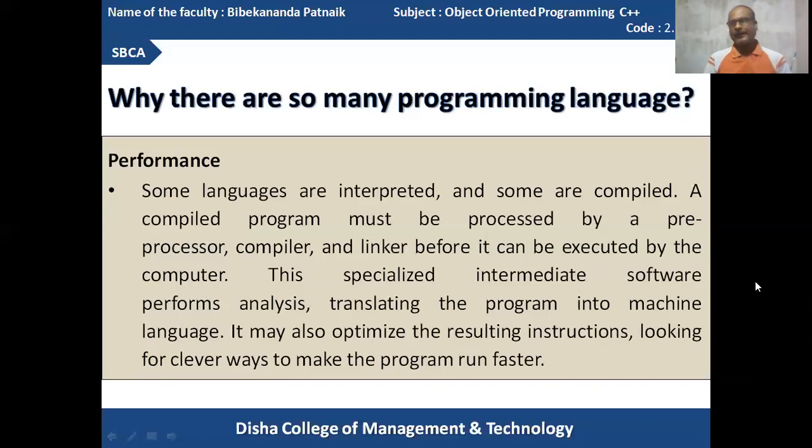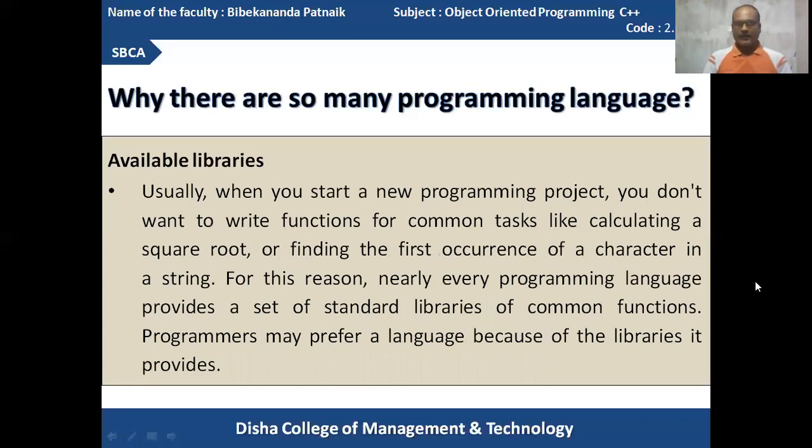So an interpreter normally interprets, meaning retranslating, the subsequent statements. That's why, according to performance, there are languages which are interpreted as well as compiled. Some programming languages are related to interpretation, while some parts are compiled. And the third option is available libraries. When you start a new project with a programming language, we do not want to write the functions for common tasks like calculating square roots, finding the first occurrence of a character, and so on.